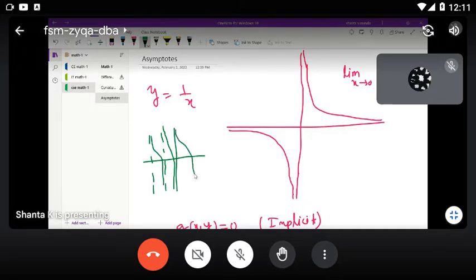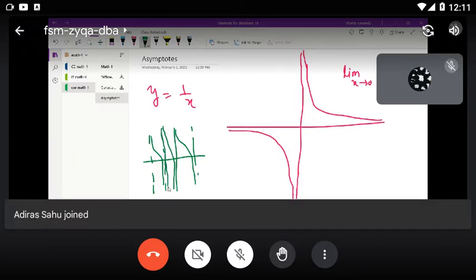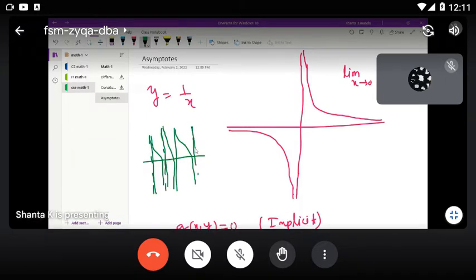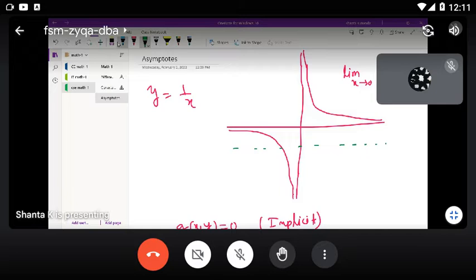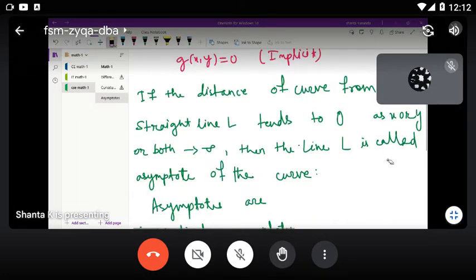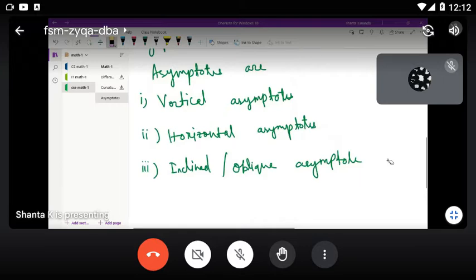So they are vertical asymptotes. This is how the vertical asymptotes will look. They are parallel to the y-axis. And similarly, if you look here, those parallel to the x-axis will be horizontal. Horizontal asymptotes are parallel to the x-axis. And we will also have some asymptotes which are not parallel to the x or y axis. They are known as inclined or oblique asymptotes.